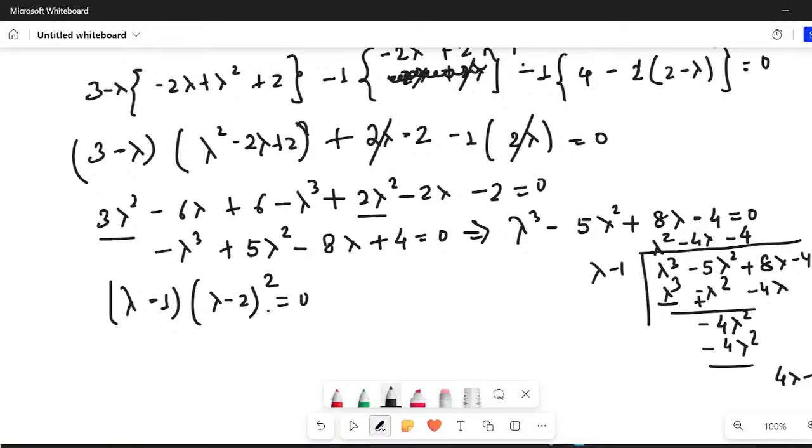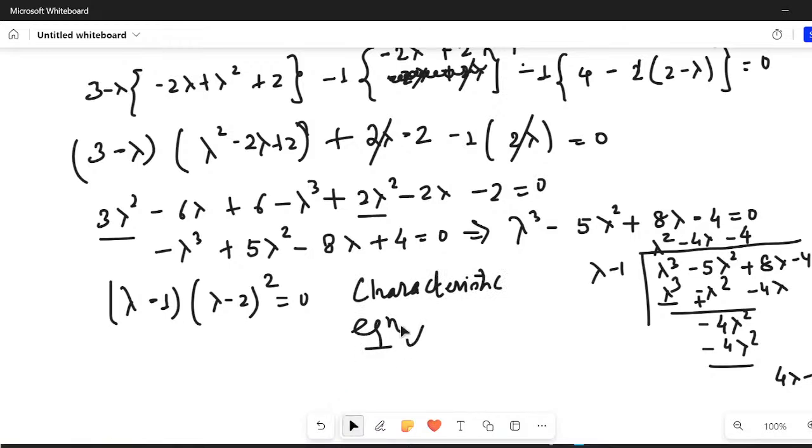So this is your characteristic equation. This is your characteristic equation.